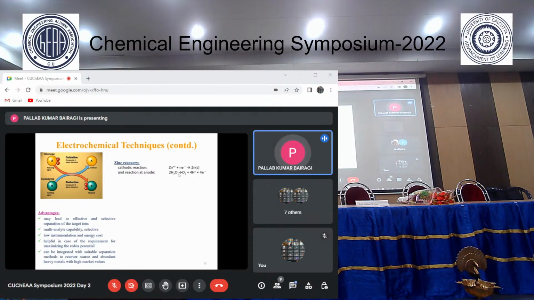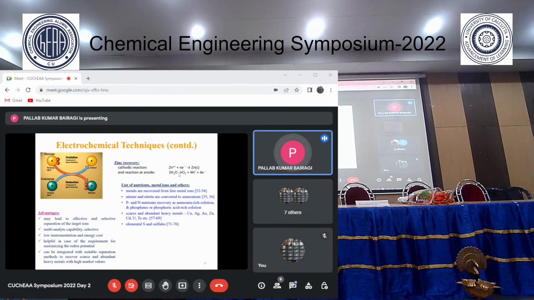Electrochemical reduction is employed for wastewater treatment purposes, where the electrons generated in the anodic reaction or supplied externally are consumed at the cathodic reduction reaction. By employing electrochemical reduction in wastewater, metals are recovered from free metal ions, and nitrate and nitrites are converted to ammonium. Reusable scarce and abundant heavy metals like copper, tellurium, silver, uranium, nickel, zinc, etc. can also be recovered, as reported in several studies.